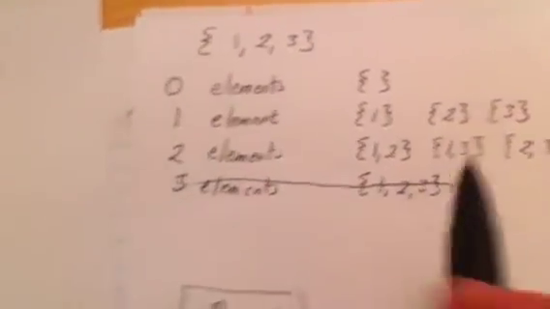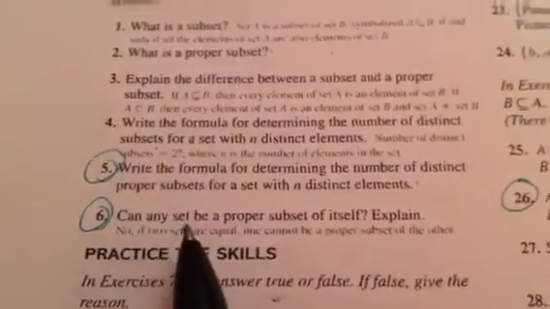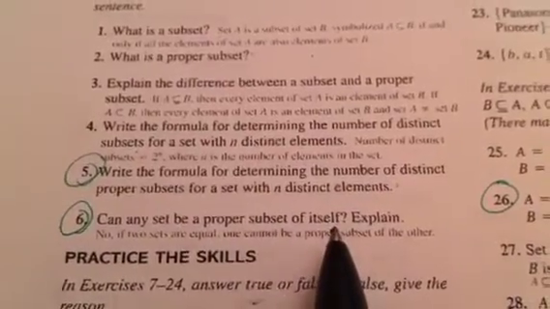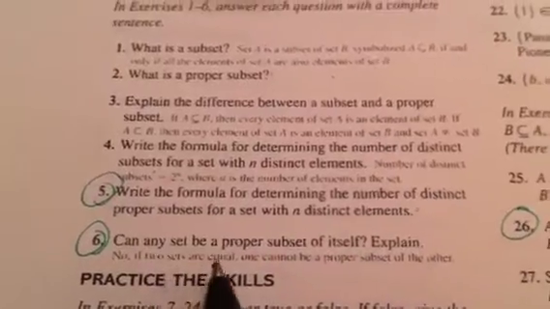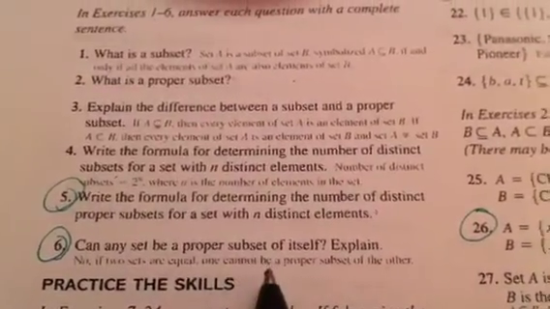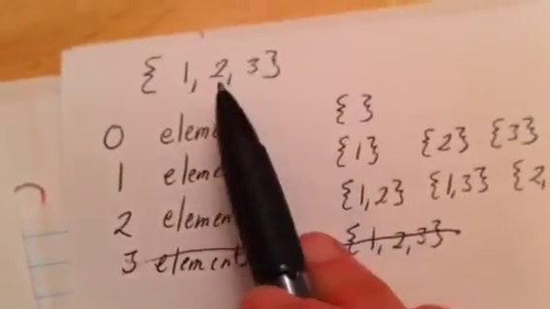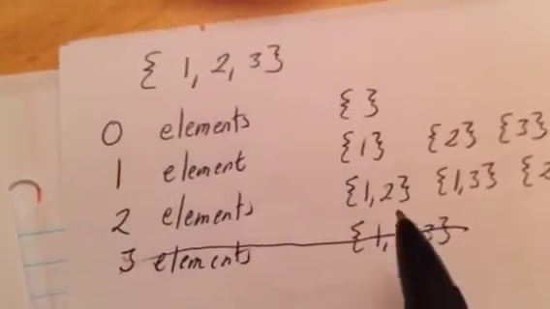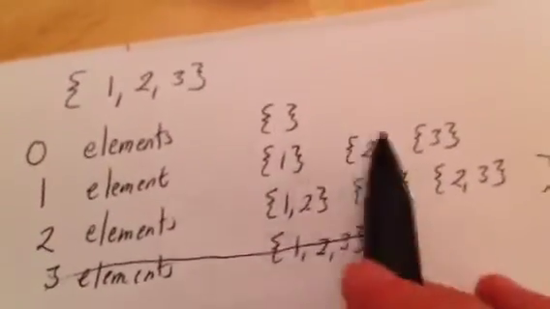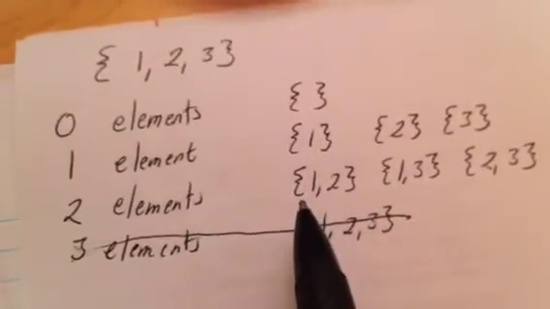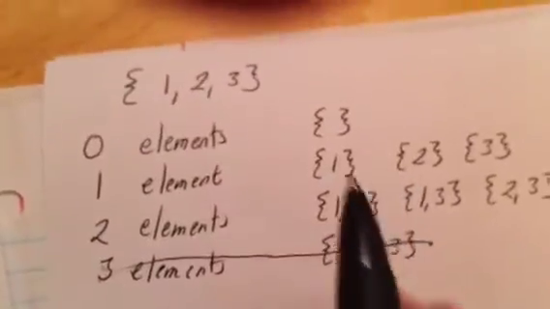So if we have n distinct elements, we'll have 2 to the n minus 1 proper subsets. Alright, so going on to the rest of these, can any set be a proper subset of itself? No, because of what we were talking about before. If 2 sets are equal, one cannot be a proper subset of the other. So we didn't say that {1, 2, 3} is a proper subset of {1, 2, 3} because they're the same. We want sets that are smaller, totally contained within that set. Kind of wordy, but hopefully that makes sense.